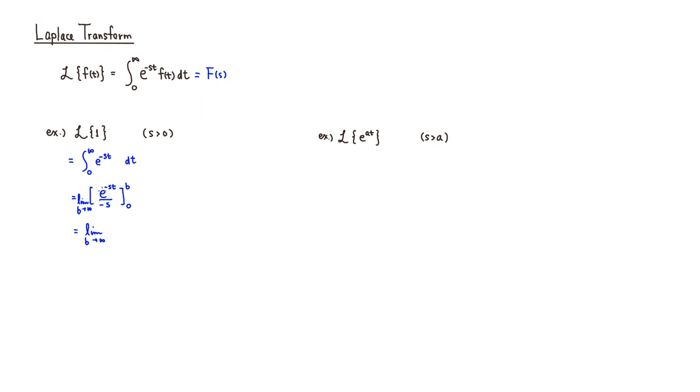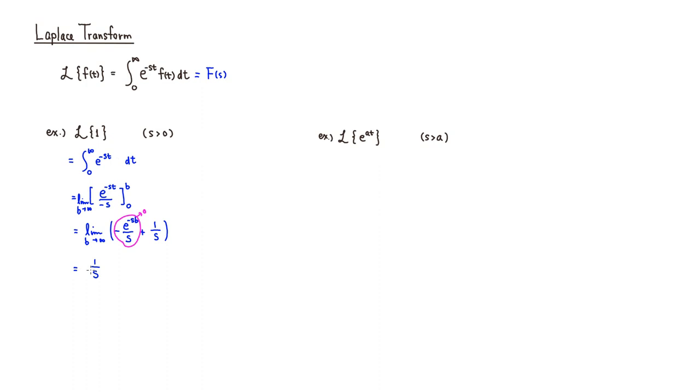If you plug in b, you get negative e to the negative sb over s, minus, plugging in 0. There's a negative sign, so I'm going to turn it into a plus. e to the 0 is 1, so it's just 1 over s. Since s is positive, as b approaches infinity, e to the negative infinity approaches 0. So the first term approaches 0, and what's left is simply 1 over s. So 1 over s is the Laplace transform of 1.